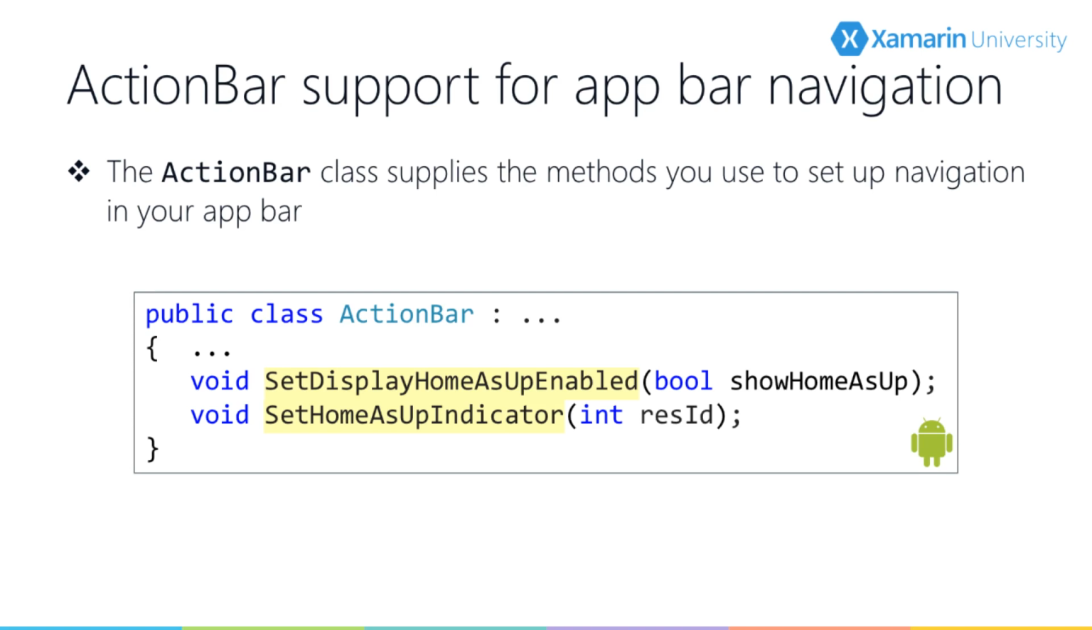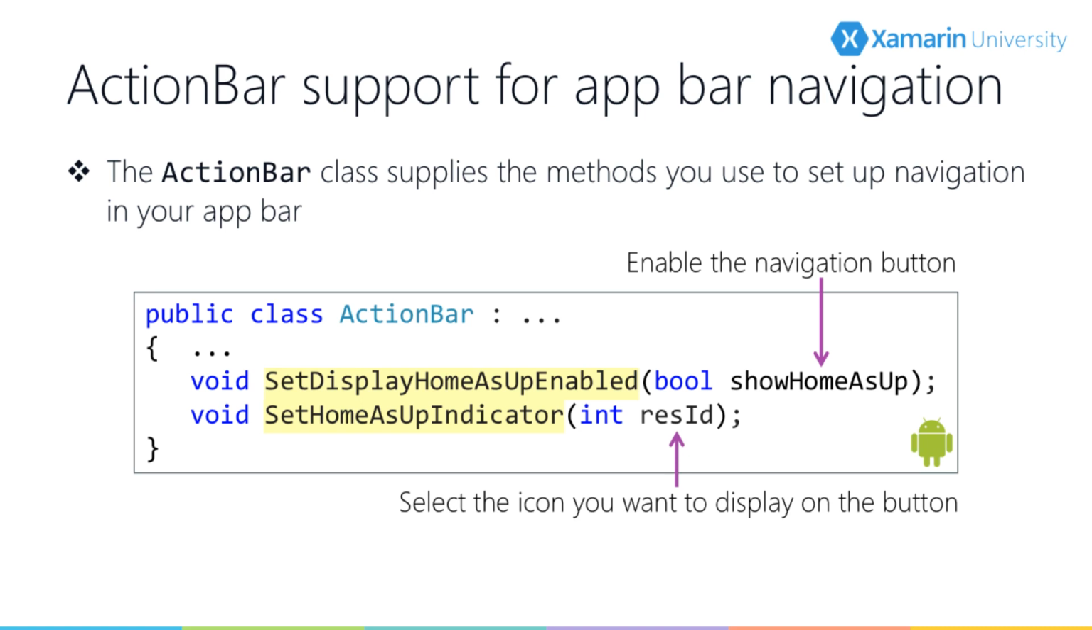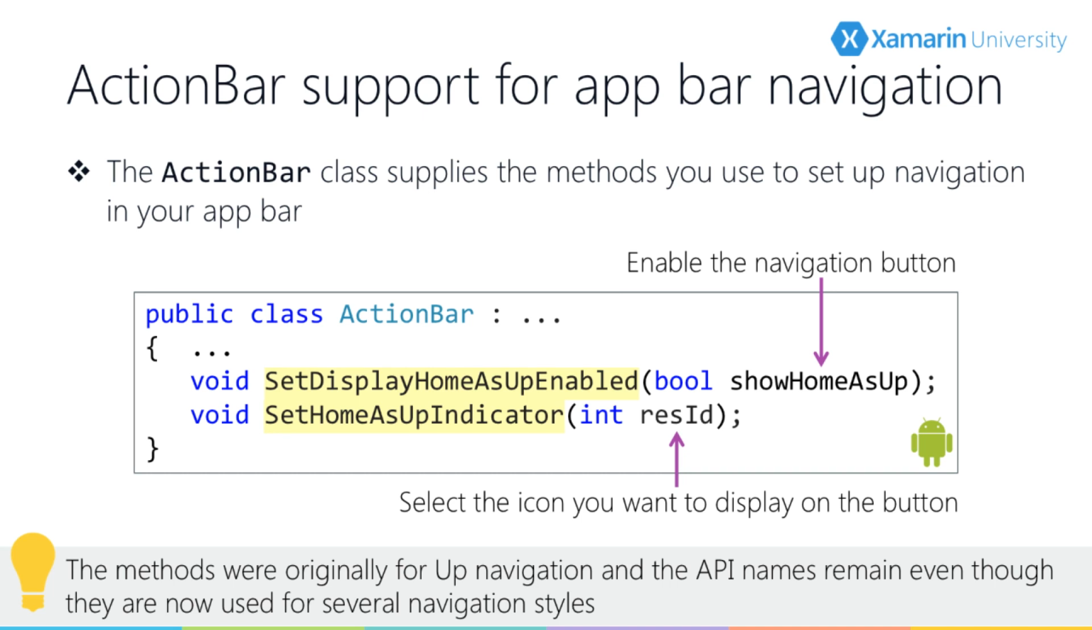There's two methods you need to know about to do this, and these come from Action Bar. So notice they're not from Toolbar, they're from Action Bar, but that's not a problem. If you load a toolbar as your Action Bar and then retrieve it, you're going to get an Action Bar wrapper around your toolbar, so you will have access to both of these methods. The first one enables the button, and the second one lets you choose what symbol, what icon you want to display on the button.